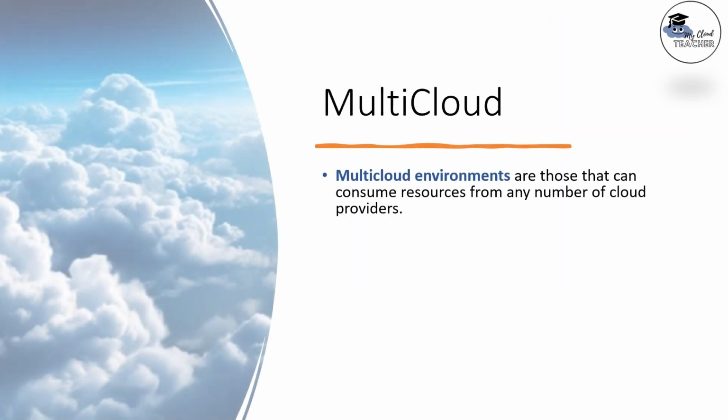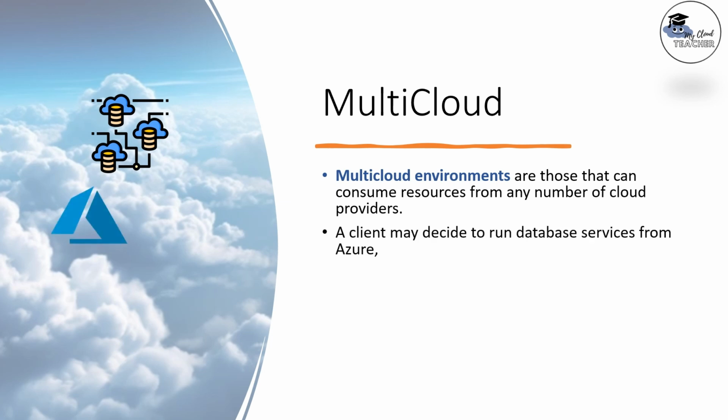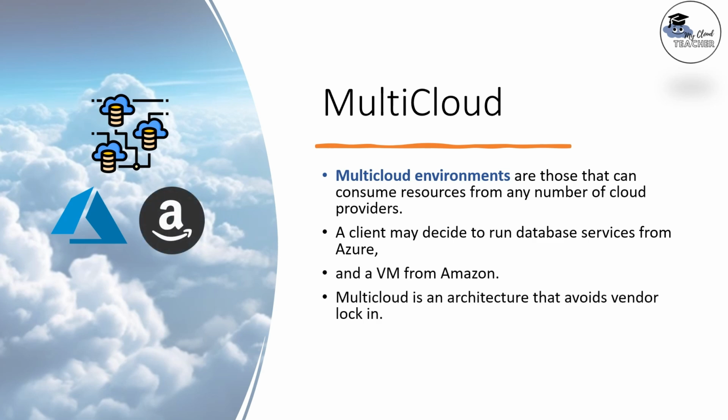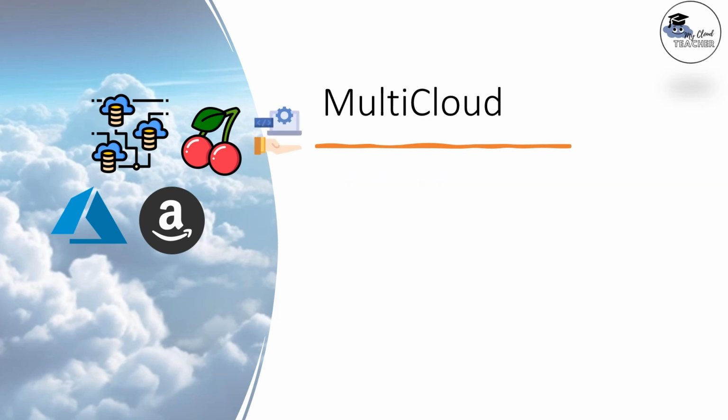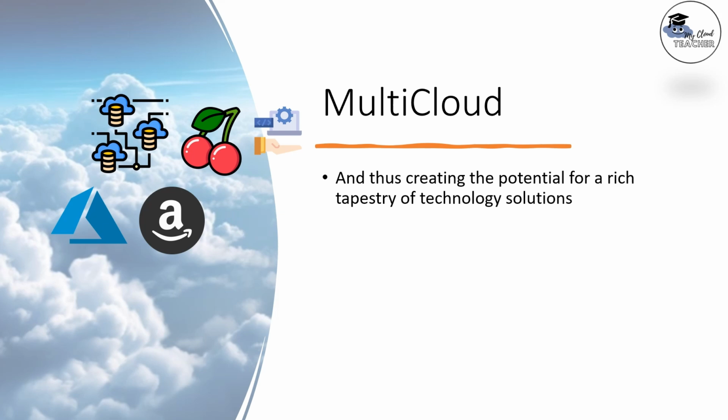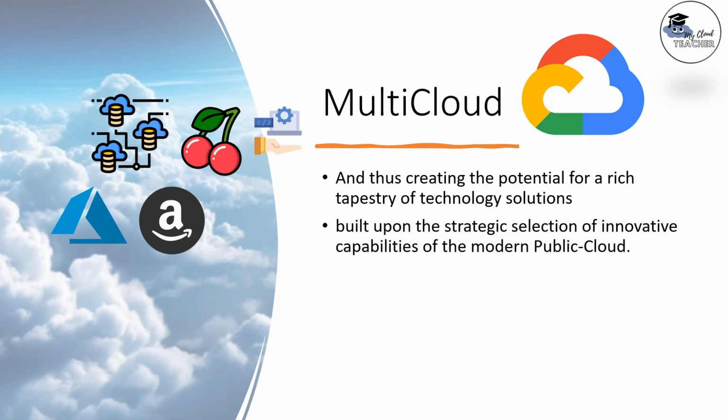This creates multi-cloud environments, which are those that can consume resources from any number of cloud providers. A client may decide to run database services from Azure and a VM from Amazon. Multi-cloud is an architecture that avoids vendor lock-in. The flexibility of modern clouds allows customers to cherry-pick, selecting just the technology services they like, and thus creating the potential for a rich tapestry of technology solutions built upon the strategic selection of innovative capabilities of the modern public cloud.